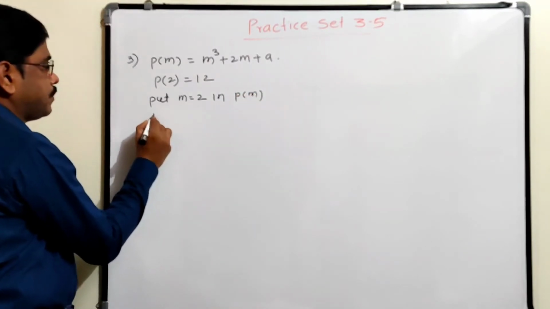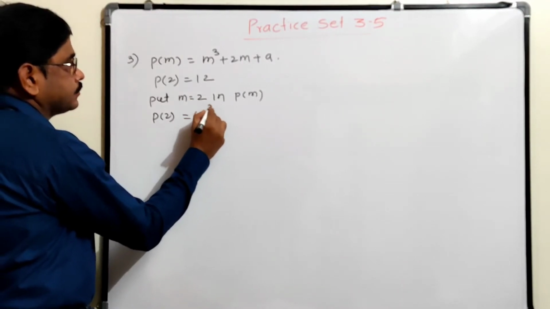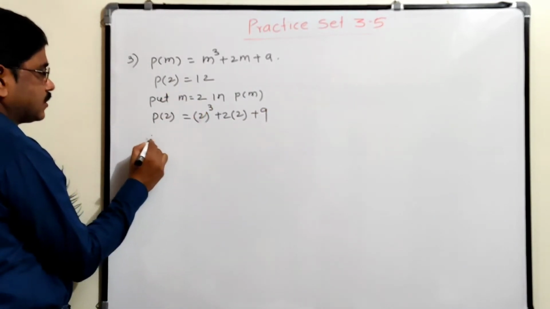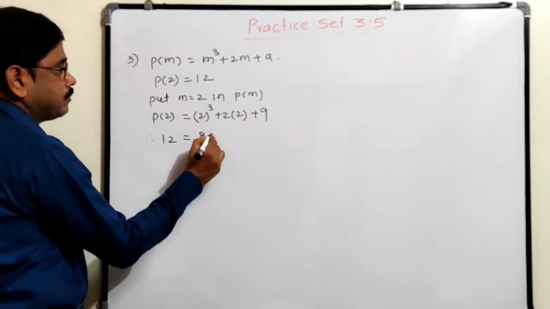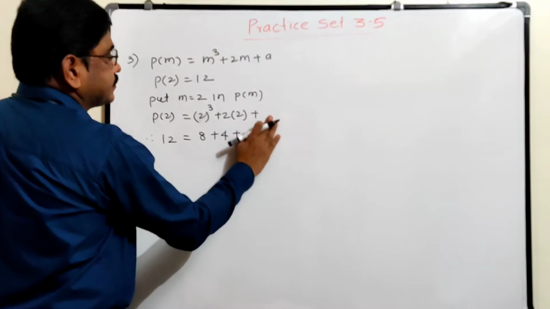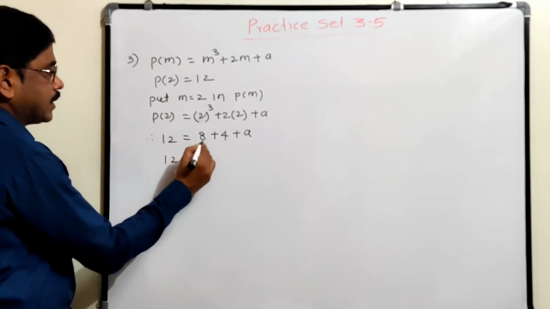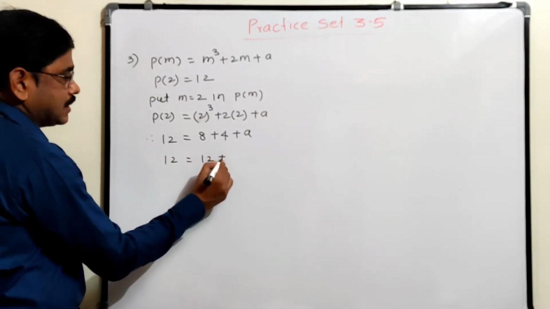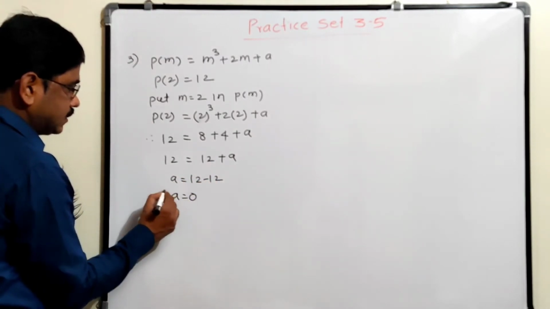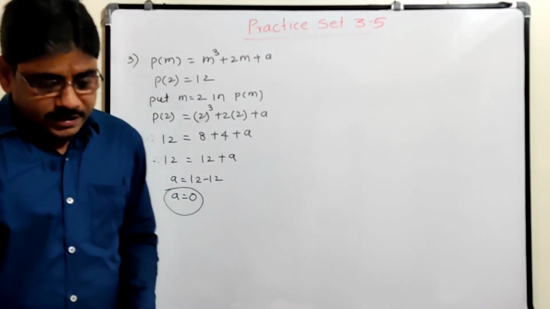So P(2) is equal to m cube means 2 cube, plus 2 into m means 2, plus a. Now P(2) is given, substitute that value. 12 is equal to 2 cube means 8, plus 2 into 2 is 4, plus a. We have to find the value of this one. So 12 is equal to 8 plus 4, 12, plus a. Therefore a is equal to 12 minus 12. So a is equal to 0. So here we get the value of a is equal to 0 in the third one.